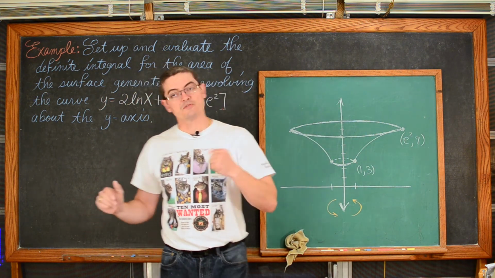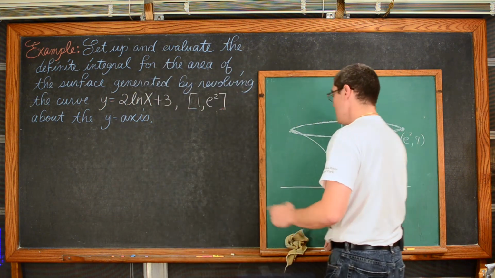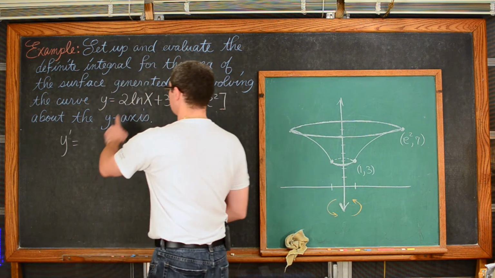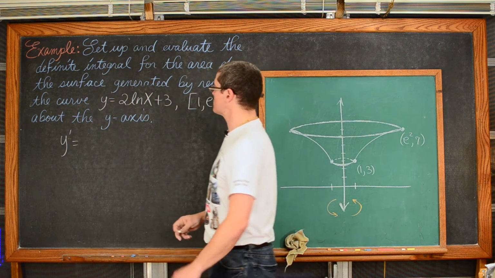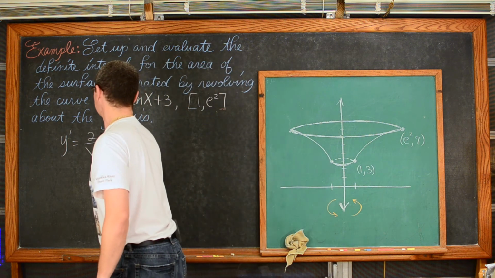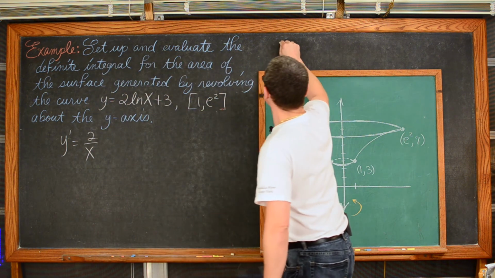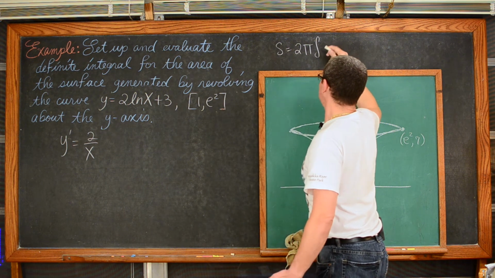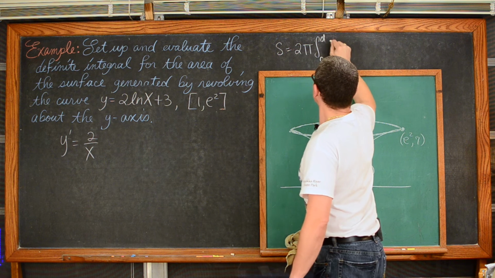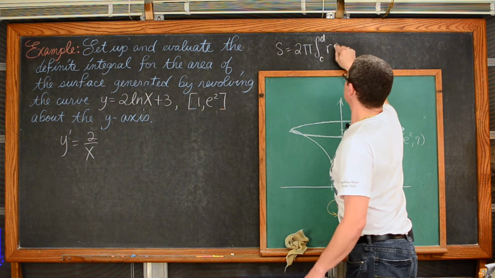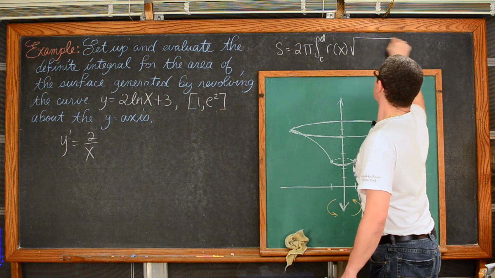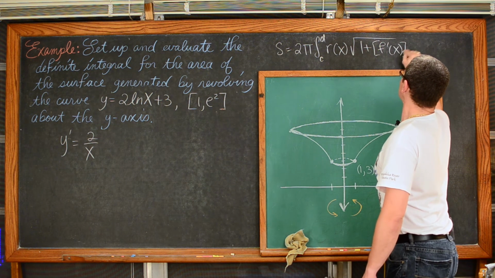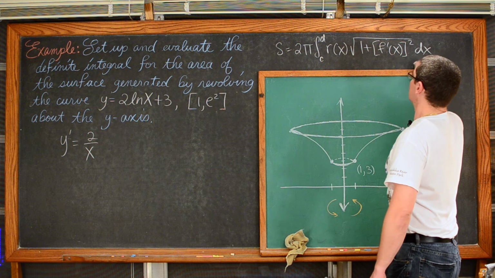Okay, well, let's find the derivative of y, or y prime, which is going to be, remember the derivative of natural log of x is 1 over x, so we have 2 over x. We're trying to fill in that formula: S is equal to 2 pi times a definite integral from a to b or c to d of some kind of radius times the square root of 1 plus f prime of x squared dx.